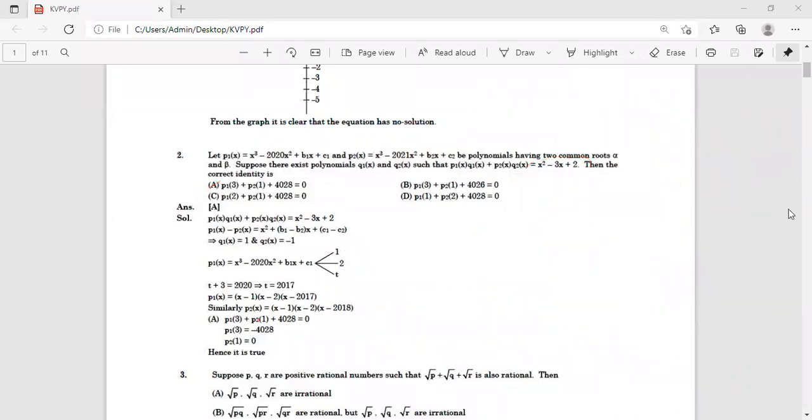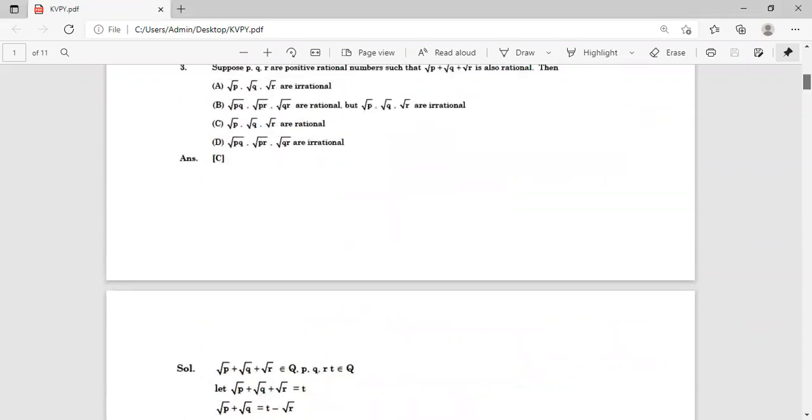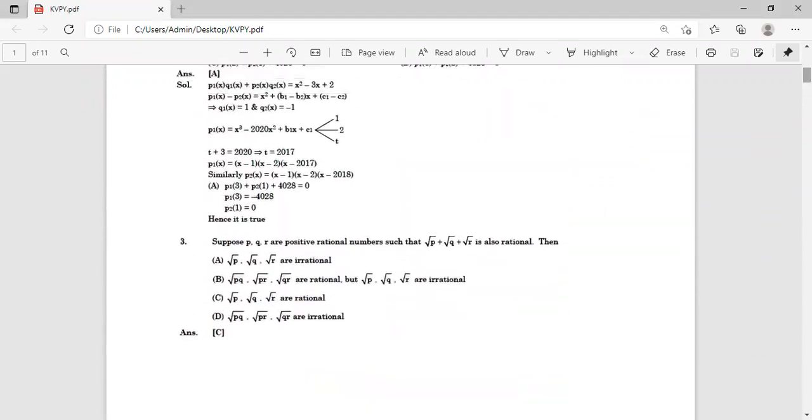Okay, good. So next one. P, Q, R are positive rational numbers. Root P, root Q plus root R are also rational. Then which of the following is true?